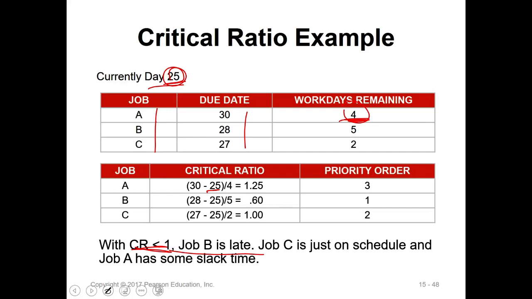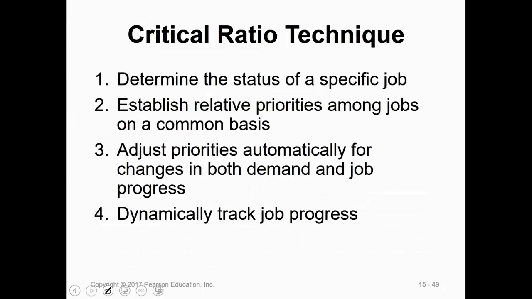1.25 is larger than 1, so A has some slack time. C is equal to 1, so it is right on schedule, and B is late. B is late, so it has the highest priority. So that's the critical ratio technique.